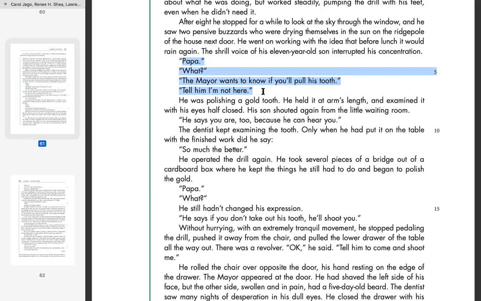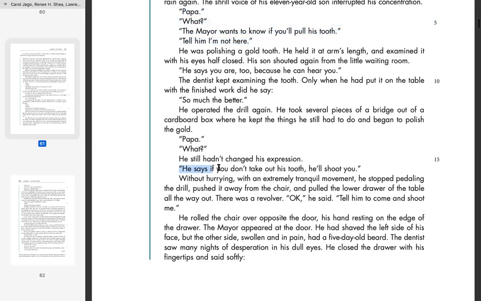But now this conflict is developing. It is becoming more and more potent, to the point where the son tells his father that the mayor says if you don't take out his tooth, he will shoot him, he will kill him. So the rising of the conflict is what is making the action stronger, what is contributing towards the rising of the action. Please continue reading.